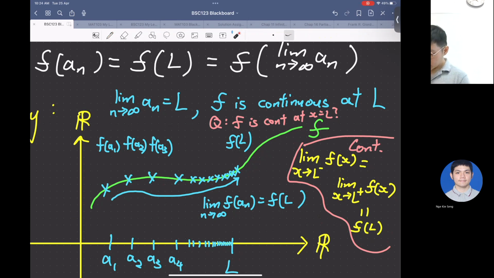So let's say we take this a_n. We approach L from the left, and this limit doesn't equal the point at L. That means f(L) would jump somewhere outside. So the function jumps, and it is not continuous anymore.